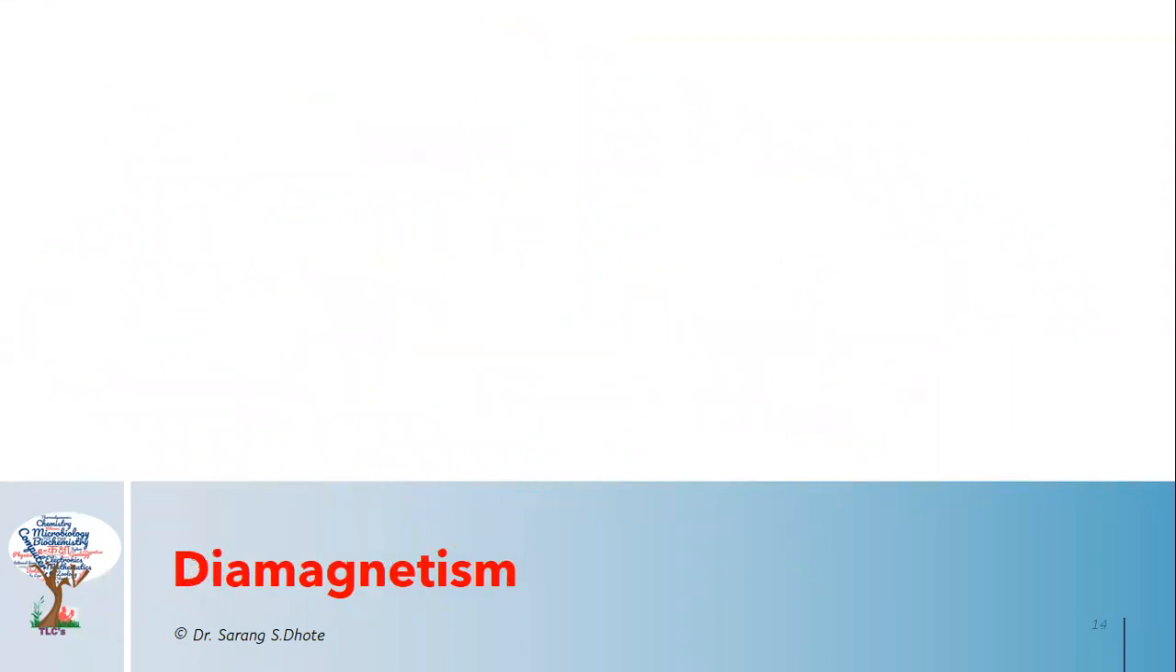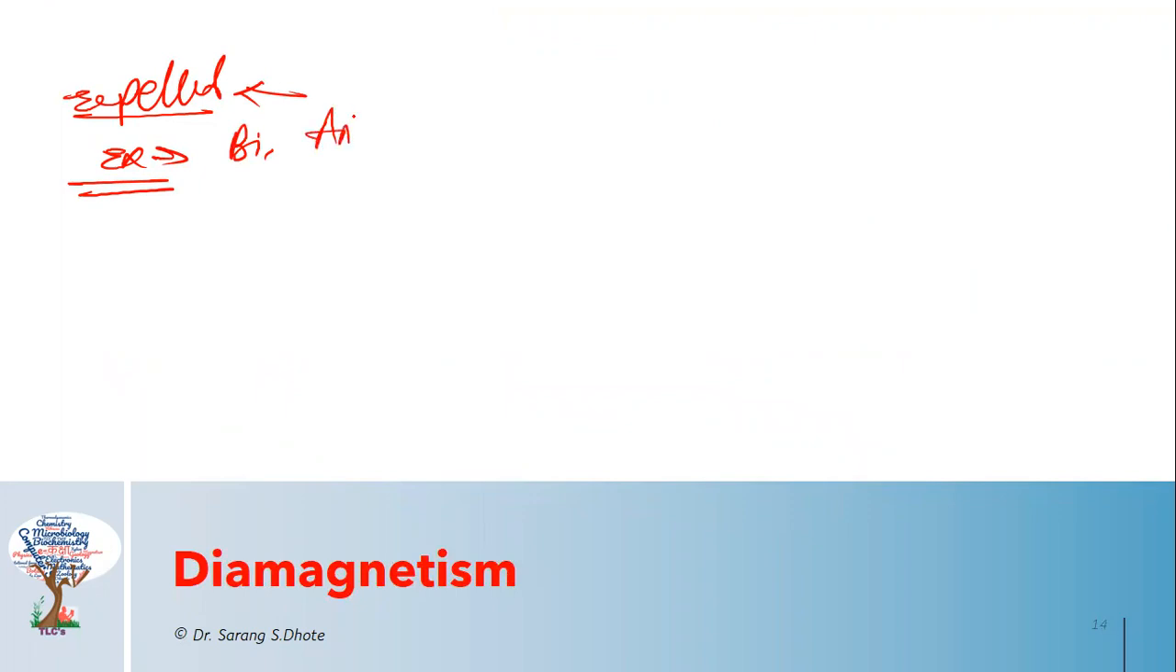Next one is, what is the meaning of a diamagnetic substance? Substances which are repelled, that is, which move away from the magnetic field, are called diamagnetic substances. Examples of diamagnetic substances are bismuth, antimony, copper, water, and alcohol. All these are diamagnetic, which means they are repelled by the magnetic field.